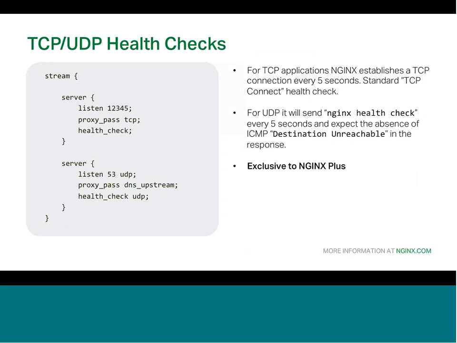On the UDP side, it'll send an NGINX health check to the server by default every 5 seconds, and expect the absence of a destination unreachable. So if it does get destination unreachable, then it marks the server as down. So that's health checks with TCP, UDP, and NGINX Plus.